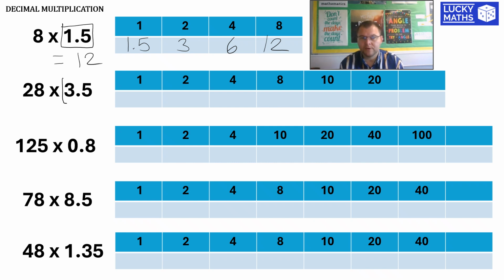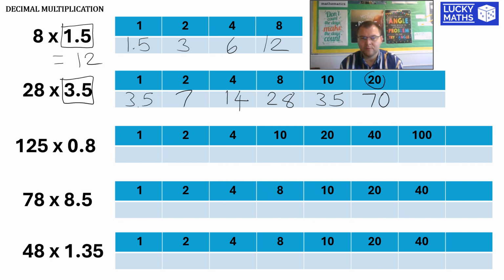28 lots of 3.5. Again, this could be in some kind of money question. Got 28 items, £3.50 each. 1 is 3.5, so 2 would be 7, 4 is 14, and 8 is 28. So now if we take the 3.5 and times that by 10, 10 will be 35, and double that gives us 70.